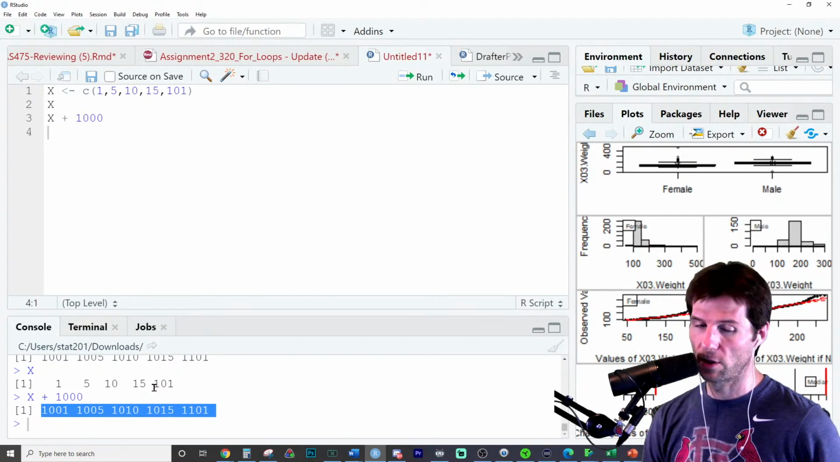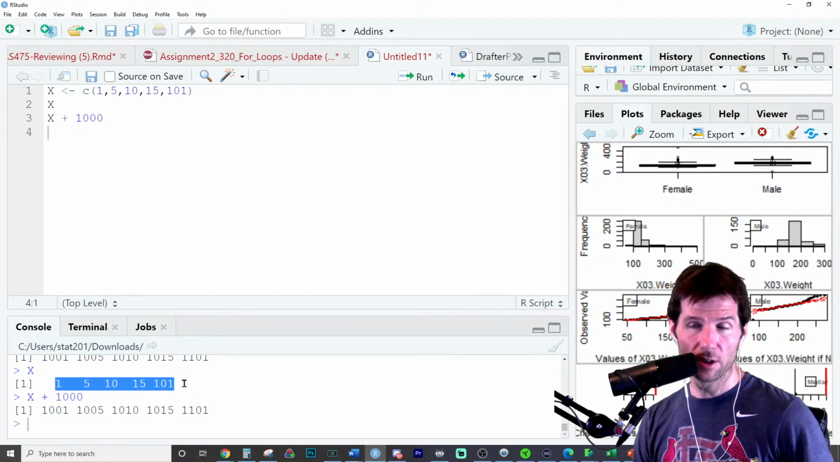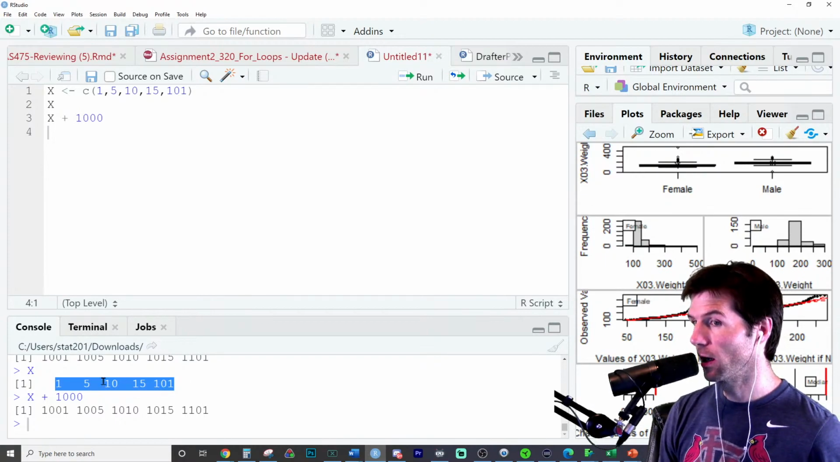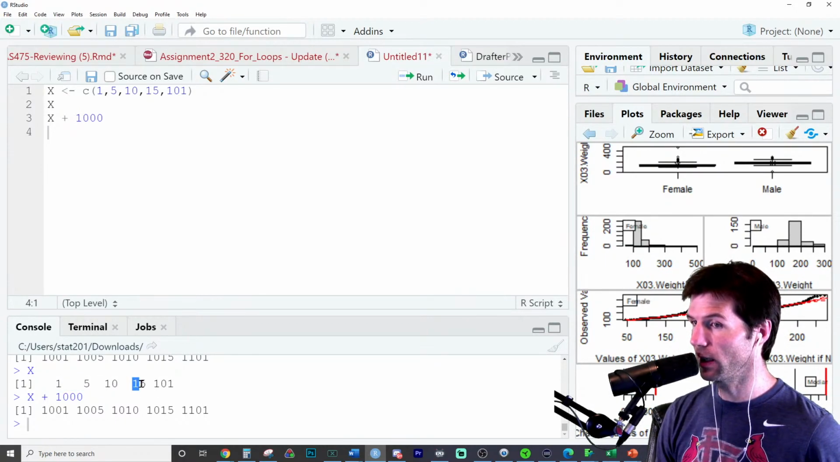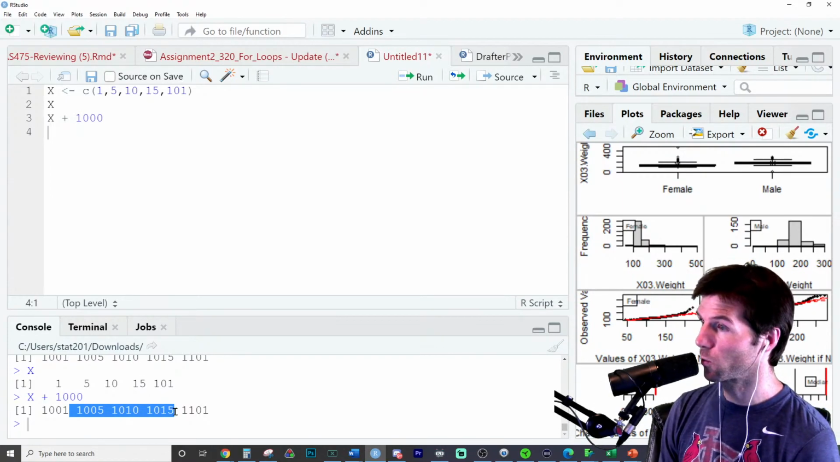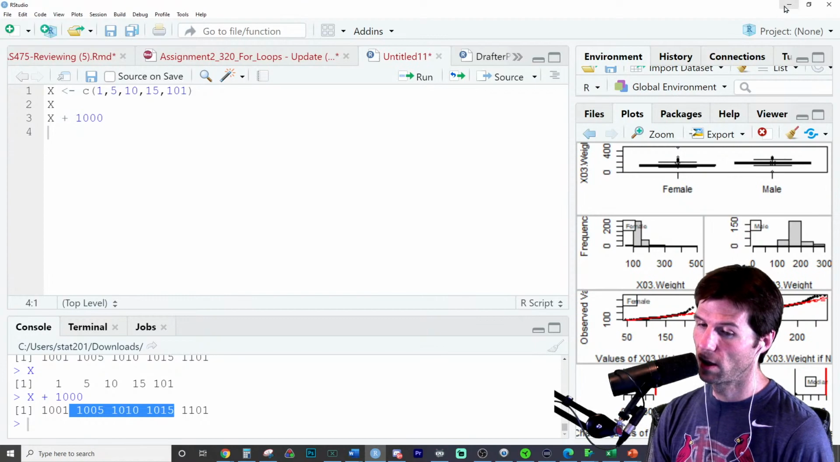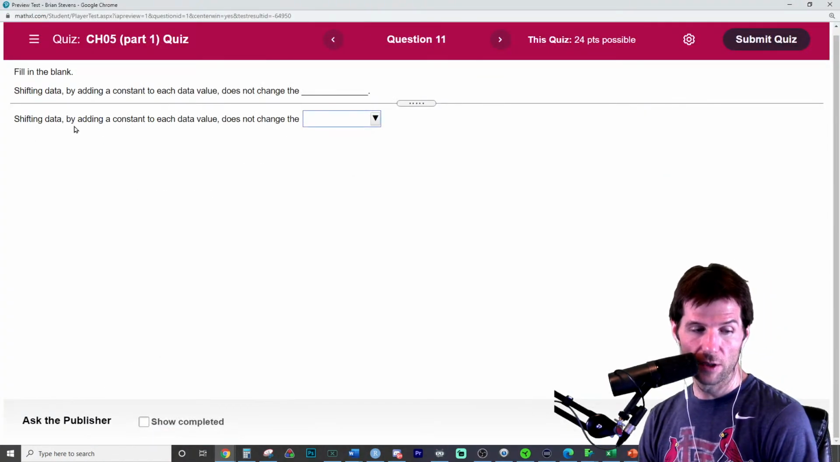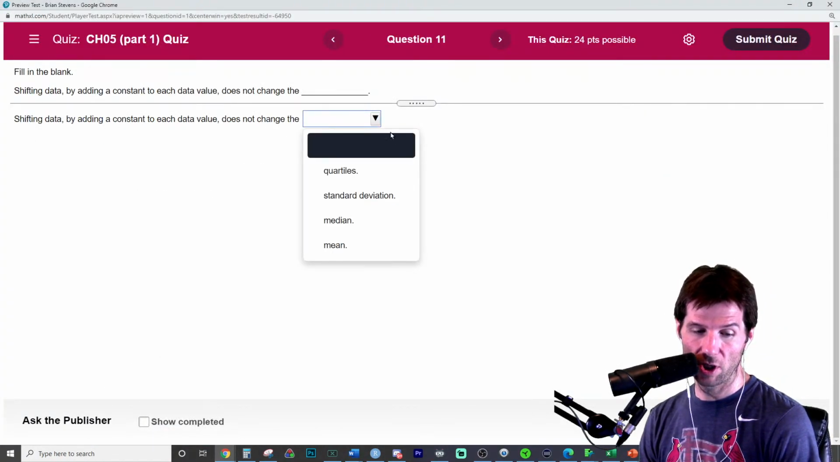What has not changed? 1 to 101 is the same range. The IQR right here is 5 to 15, and the IQR right here is the same because it's just the range of the middle 50%. So the range of the data has not changed. The range has not changed. Shifting data by adding a constant to each value does not change it.